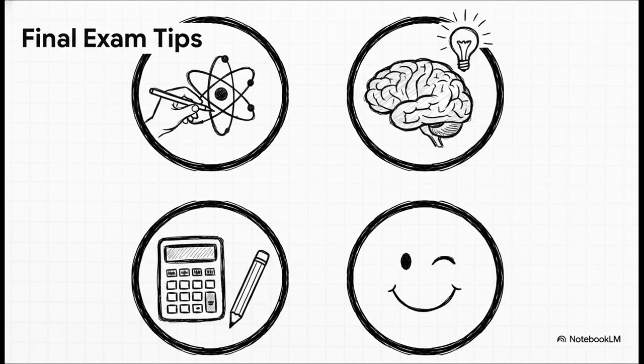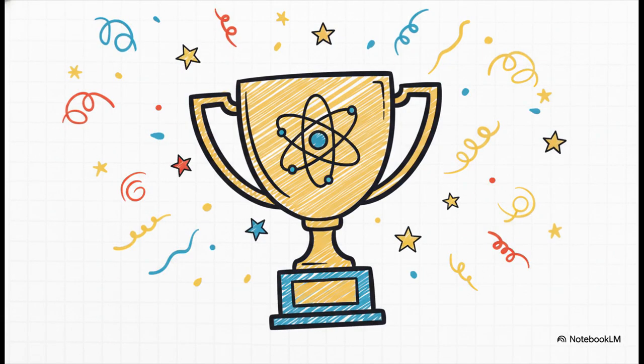Second, make sure you have memorized all the key definitions we discussed, like atomic number, mass number, isotopes, isobars, and valency. Third, practice the numericals, especially calculating protons, neutrons, electrons, and writing electronic configurations. And finally, on the day of the exam, just stay calm and read every question very carefully before you start writing. You have revised the entire chapter now, and you are well prepared.